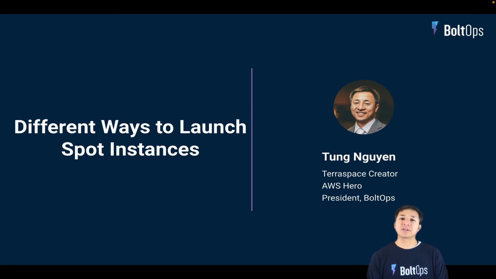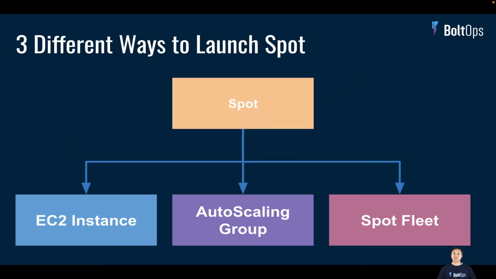Going to quickly cover the different ways you can launch Spot instances and just provide a high level overview of the space. So there are three different main approaches here. One is just spinning up a single EC2 instance. Two is spinning up a group of instances via an AutoScaling group, and you could launch Spot this way also with the AutoScaling group. And the third way is actually using something called Spot Fleet, which is also a way to spin up a fleet of instances, but it's just more focused on Spot.